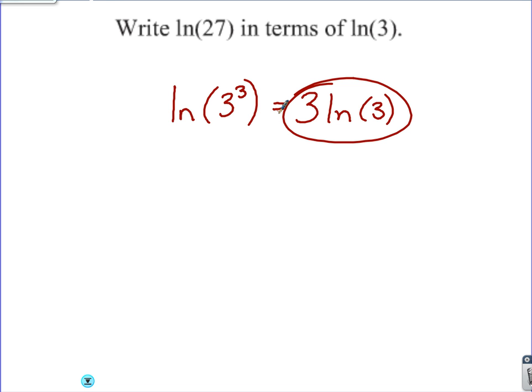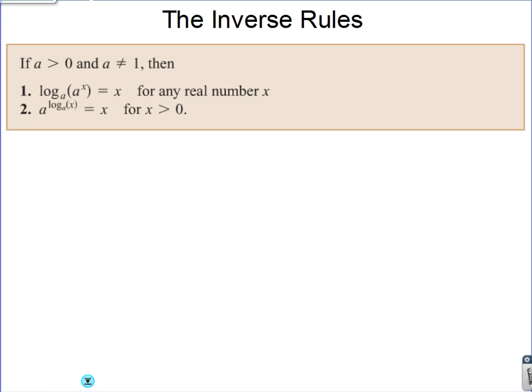If you want to memorize the natural log of 3, all of a sudden you know what the natural log of 3 is, you know what the natural log of 9 is, you know what the natural log of 27 is, along with a whole other list of things like the natural log of a third. Because the natural log of 1/3 would just be the negative of the natural log of 3. The inverse rules.